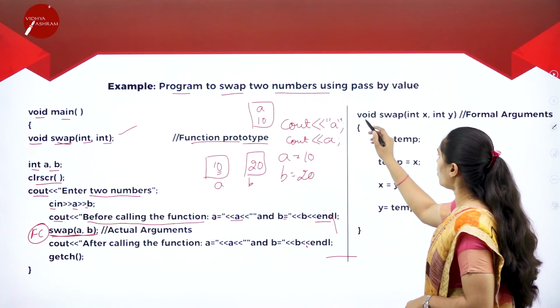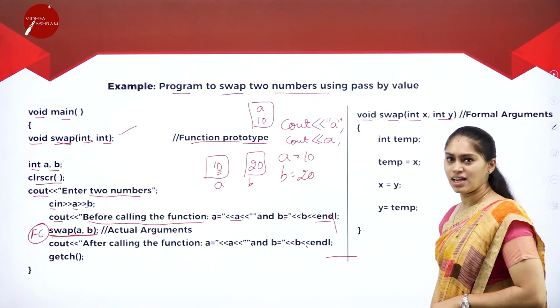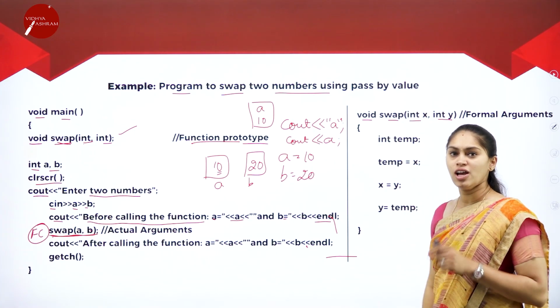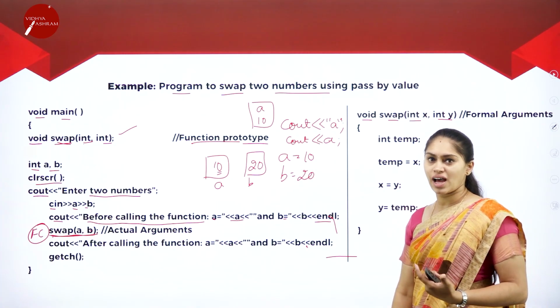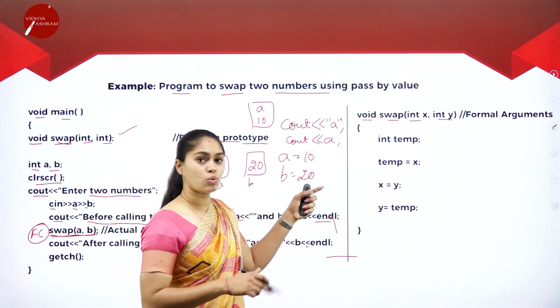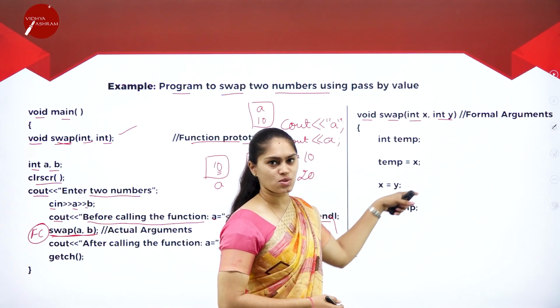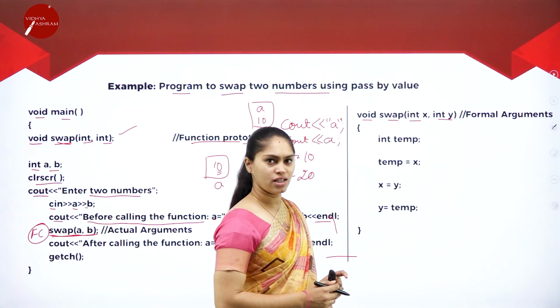So here, void swap of int x comma int y. What it indicates is that I am using a return type called void because it does not return any value. Which kind of user defined function is it? It is a function with no return type but with arguments. So that is the type of the user defined function here.